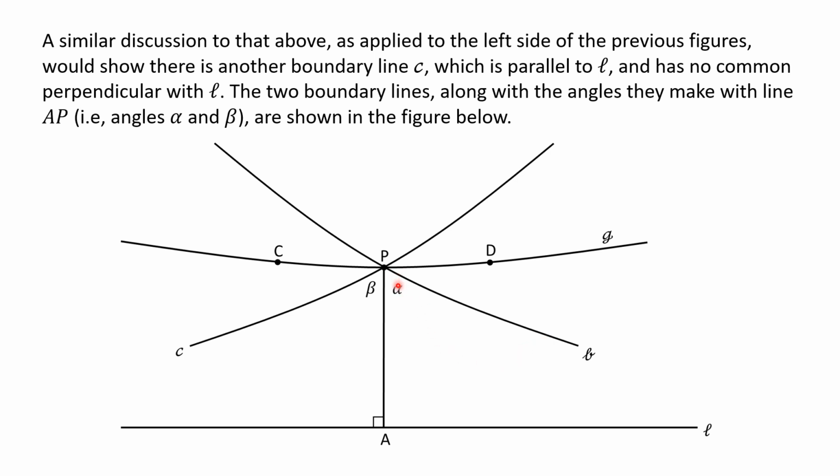And I'm showing also here these angles, alpha and beta, that B and C make with AP. And we'll also show later that alpha equals beta, as you might suspect given the symmetry of this argument and diagram.